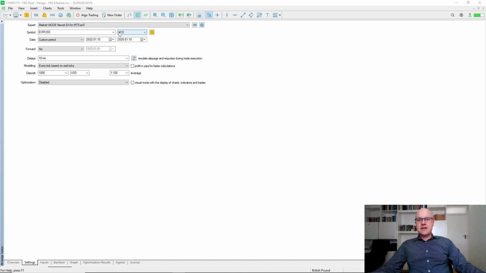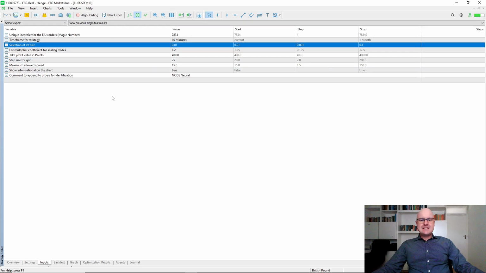And I'll be using a date from the 10th of January 2022 until the 10th of January 2025, using a 10 millisecond delay and every tick based on real ticks, which is the most accurate testing system used on MetaTrader 5. I'll be using a deposit of $1,000 or the recommended deposit by the author, and if we look at the settings, these are the ones that I've updated.